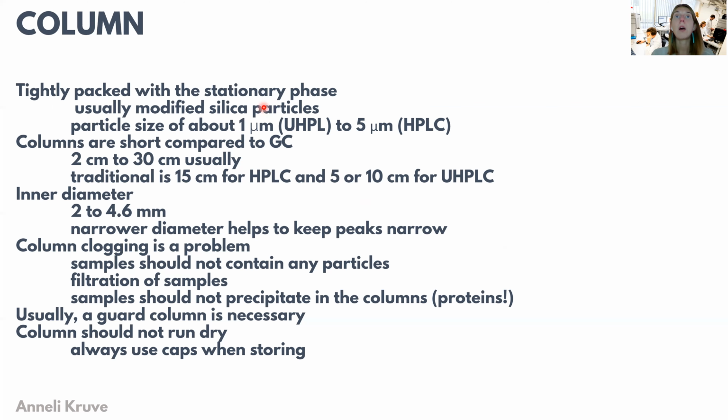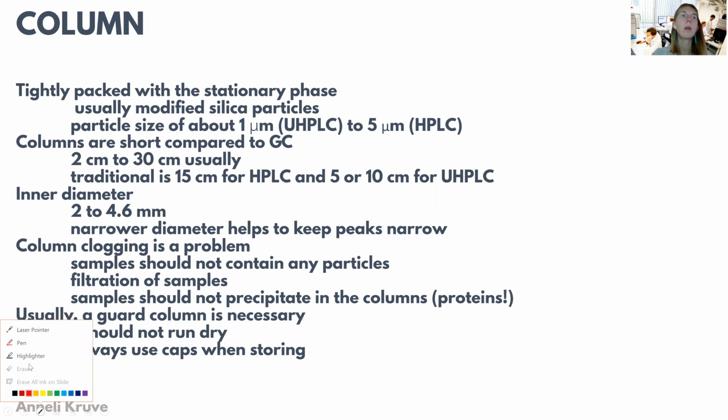The particle size in HPLC is usually a few micrometers, and it can go down to 1-2 micrometers for UPLC columns. So it is in the micrometer scale, and the lower the particle size, the higher pressure we need to actually push the mobile phase through.